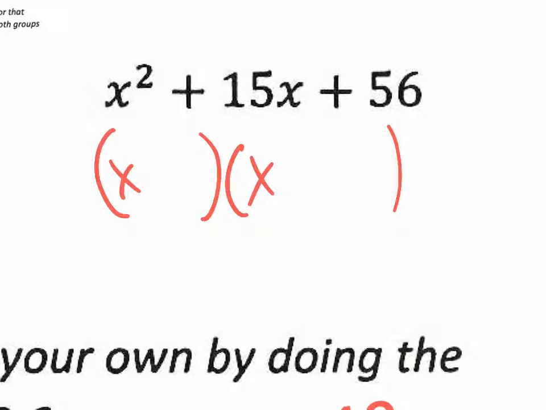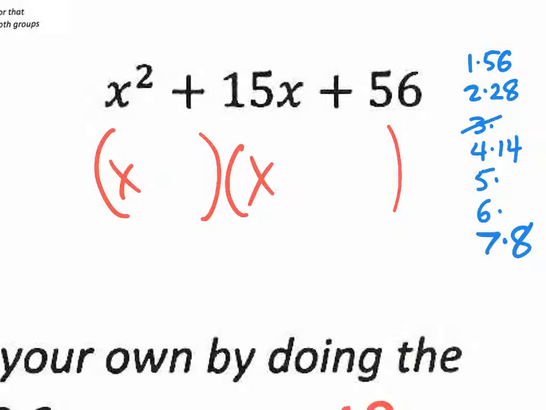What times what is 56, that if I combine together is 15? 1 times 56. 2 times 28. 3 times, that doesn't work. 4 times 14? Yeah. 5 times, no. 6 times, no. 7 times 8, okay. And that works, right? 7 and 8.